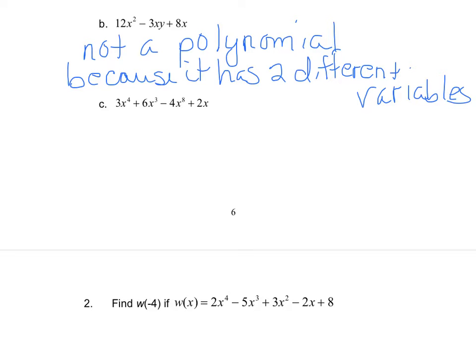Is it in standard form, though? No, it's not. So we need to get it in standard form. So remember, it's got to go in descending order of exponents. So I'm going to rewrite it as negative 4x to the 8th. Next would come plus 3x to the 4th. Then would come plus 6x cubed plus 2x.